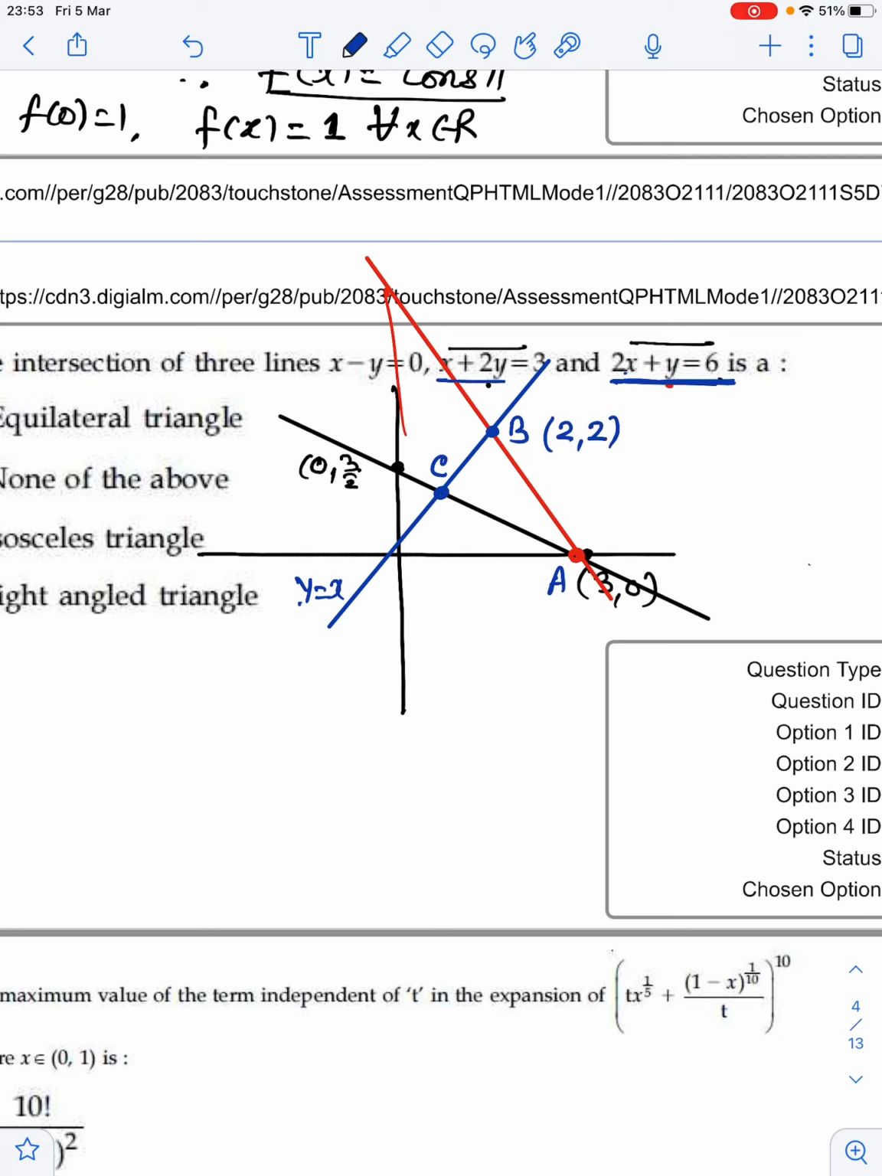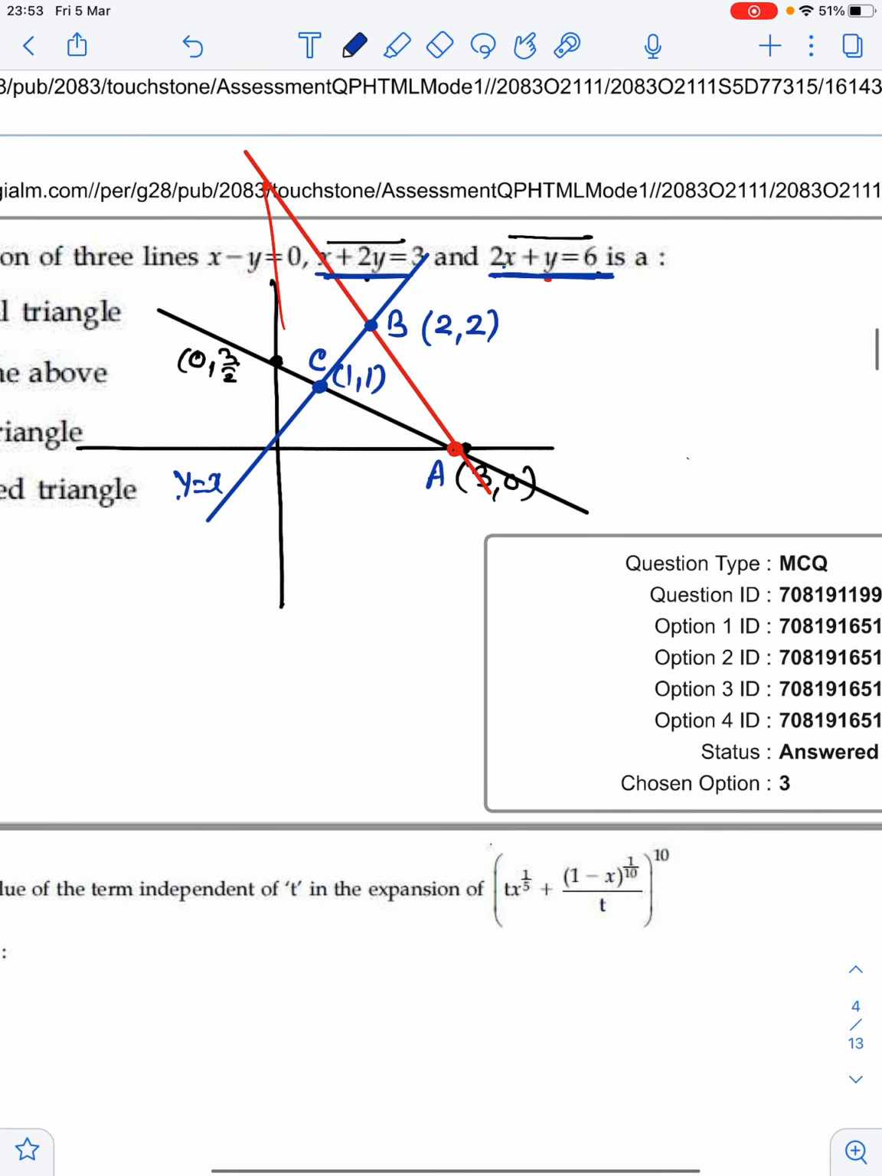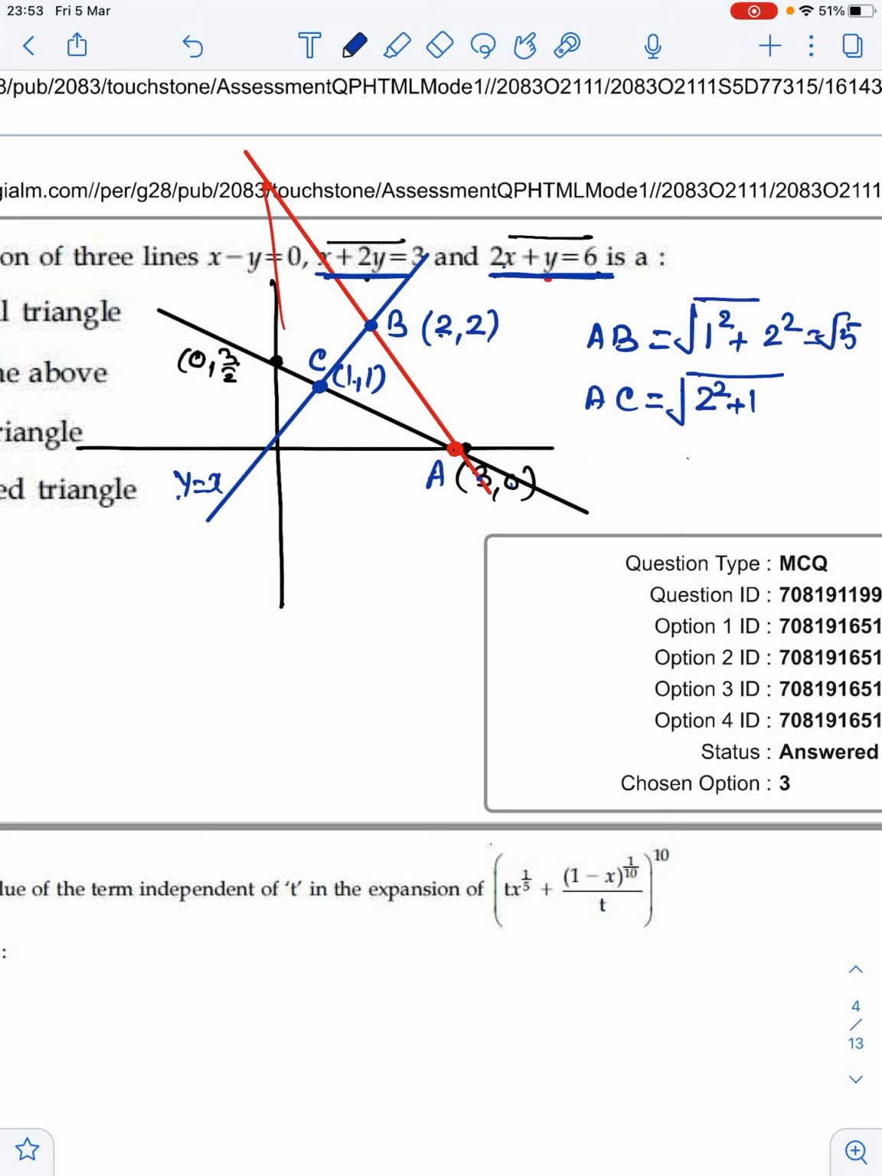And the point C is the first line meeting with y equal to x. So putting y equal to x in the line, we will get this point as 1 comma 1. Now we can easily get the distance and compare. So length AB is root of (3 minus 2) square plus (0 minus 2) square, that is root 5. AC is root of (3 minus 1) square and (0 minus 1) square, this is also root 5.